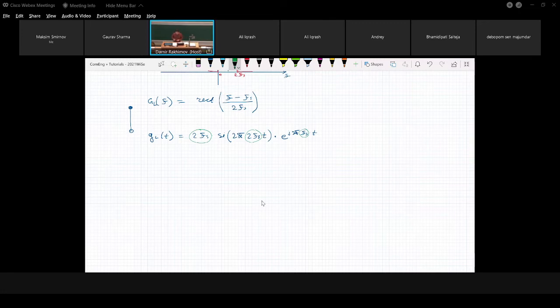Within the sinc function, we don't need this 2. Yes, now it is correct. It was a typo. We have pi, then 2Fs, and then t. Now it should be fine.